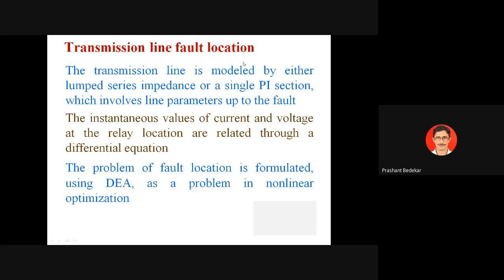See, this problem, locating the transmission line fault, is basically not an optimization problem. I am going a little fast because of the time constraint. We have less time. So, transmission line fault location. This problem is basically not an optimization problem, but I have formulated it such that it becomes an optimization problem. Let's see.